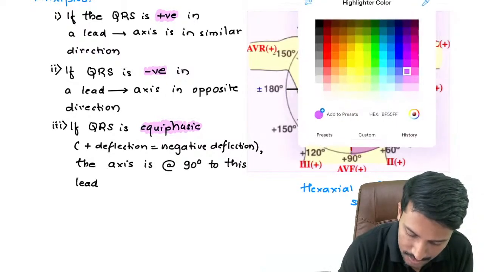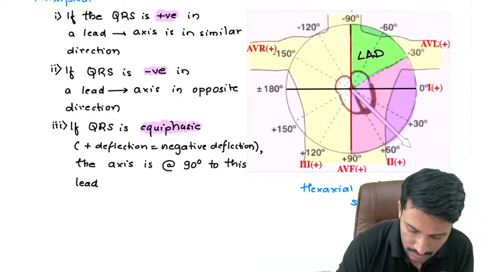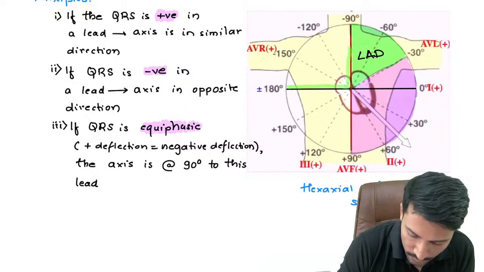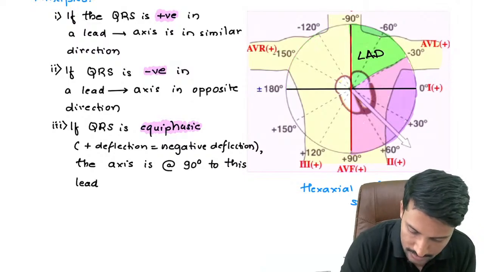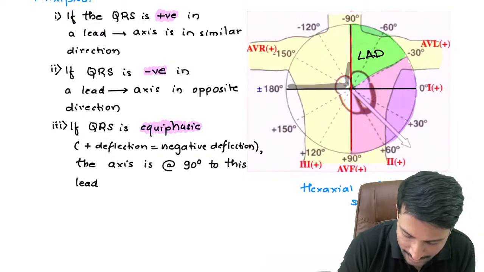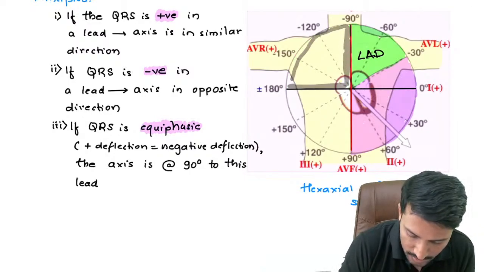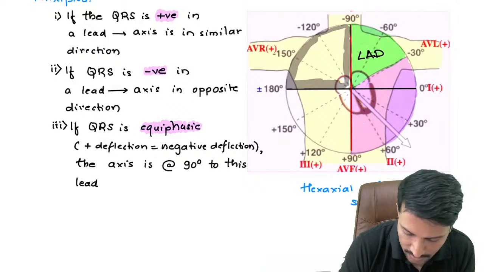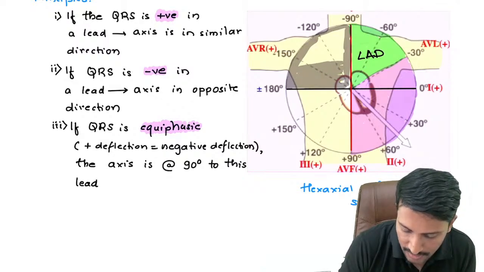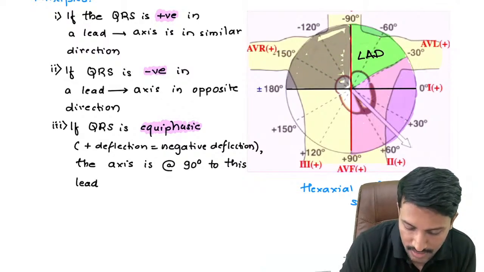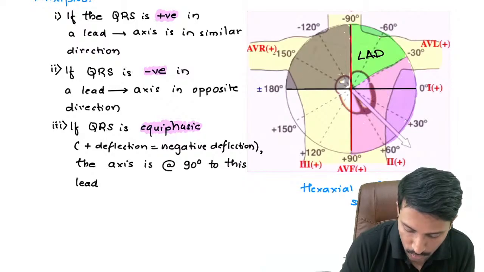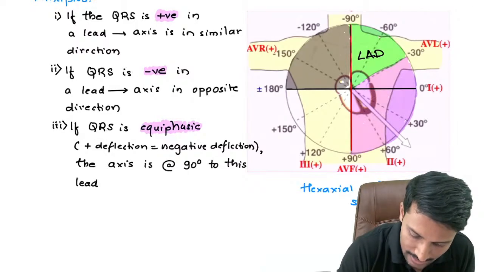And if the net direction is between 180 degree and minus 90 degree, we will call it extreme axis. This will be called extreme axis, because we are not expecting the electrical impulse to move in this direction until and unless there is a major pathology, right?